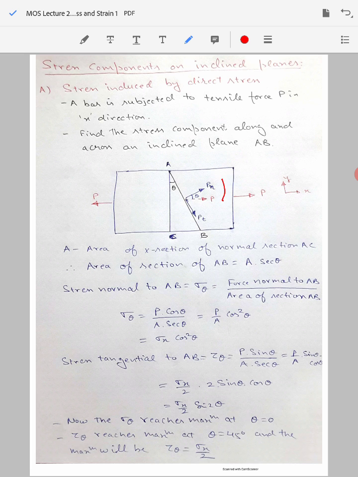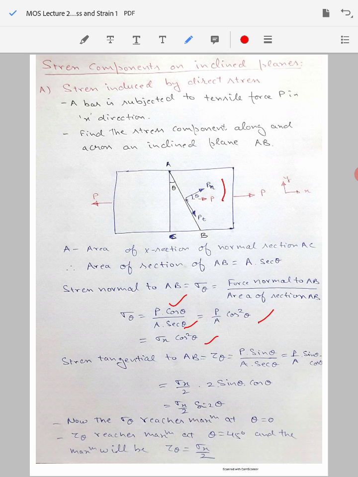P cos theta. So that's why the force normal to AB will be P cos theta, that will be equal to Pn, and the area of cross section of AB will be A sec theta, as we have just calculated. So this gives us the value of sigma theta, or the stress perpendicular to AB, as P by A cos square theta. Now P by A is nothing but the value of stress in x direction, that is sigma x. So I represent it with sigma x, and sigma theta will be computed as sigma theta equal to sigma x cos square theta.